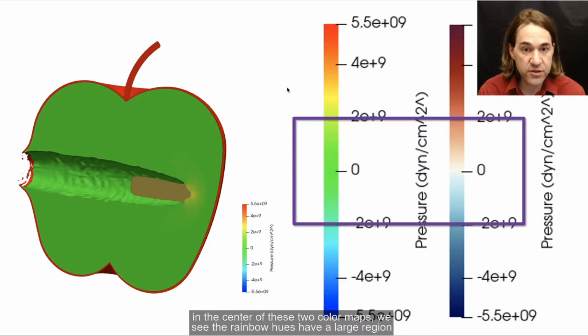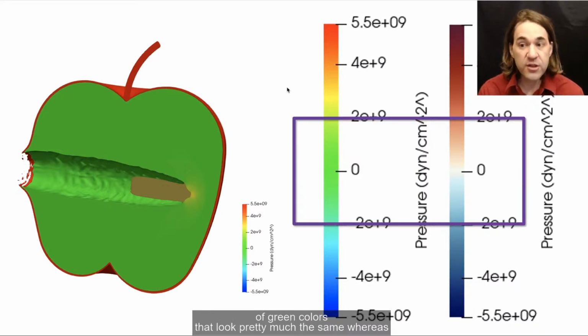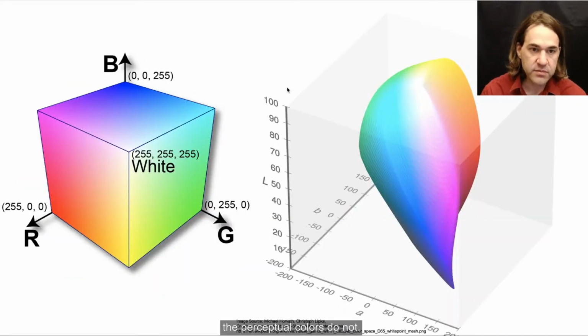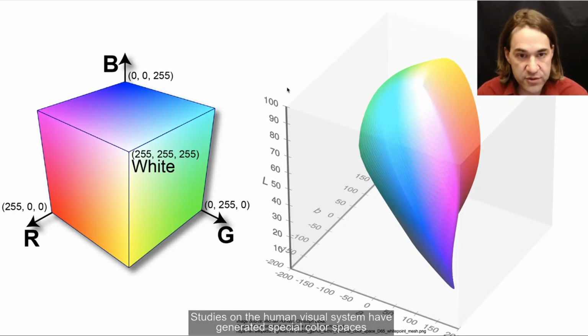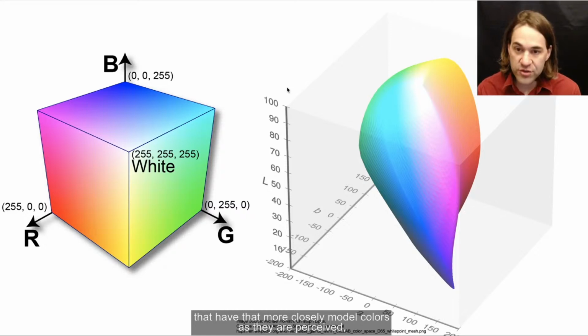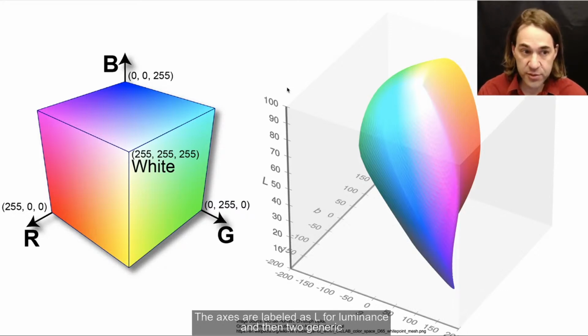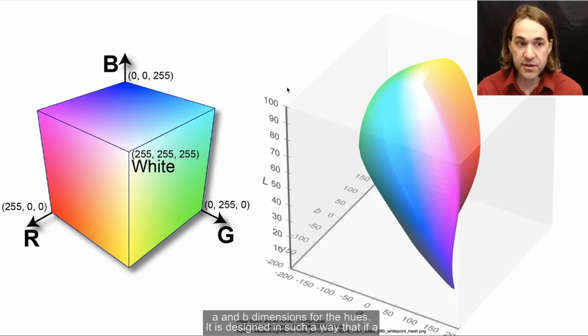So if we look in the center of these 2 color maps, we see that the rainbow hues have a large region of green colors that look pretty much the same, whereas the perceptual colors do not. Studies on the human visual system have generated special color spaces that more closely model colors as they are perceived. And the plot on the right shows what's known as the LAB color space. The axes are labeled as L for luminance and then 2 generic A and B dimensions for the hues.